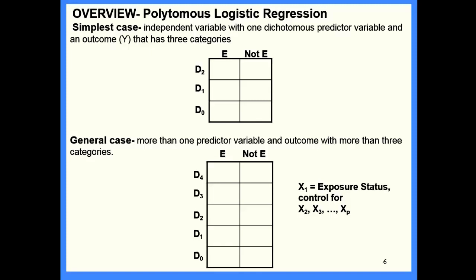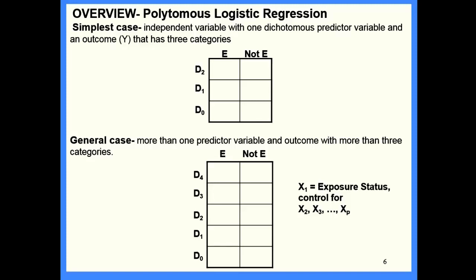And a more general extension says, well, maybe instead of 3 categories of the outcome, you have 5 categories of the outcome. And not only do you maybe have an exposure variable, but you may have some other variables you want to control for. So it could be more general than that. So we're going to look at this to some extent and how to deal with this.